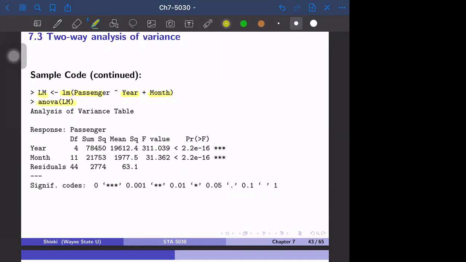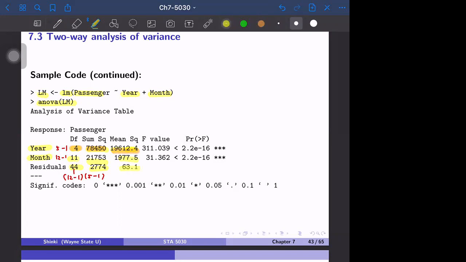So first factor and second factor, degrees of freedom. This is the 5 years, so 5 minus 1, and 12 minus 1. And this is 12 minus 1 times 5 minus 1. And the sum of squared deviations and the mean square, so this is the sum divided by df. So this divided by 4 is 19,612. We can obtain this and this in the same way.